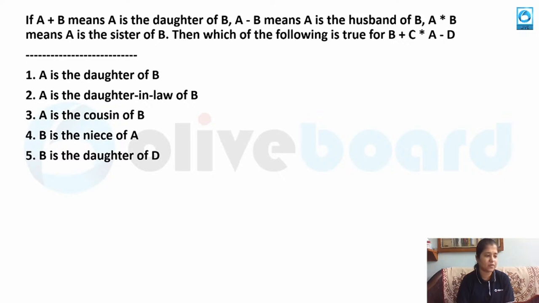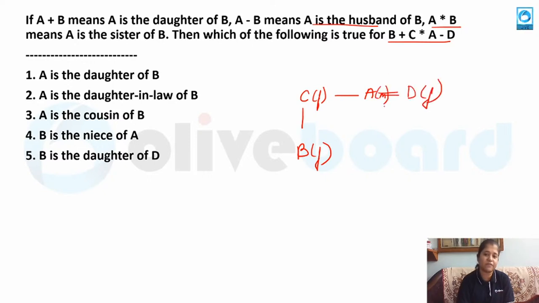Ilankathir is asking about bilingual. What bilingual, Ilankathir? Okay, so 98% of you have given the right answers. That's great. Let's see. So we have to find the relationship using this. B plus C means B is the daughter of C. So let's make this. B is the daughter of C. B is a female person. C asterisk A, that means C is the sister of A. And A minus D means A is the husband of D. So A will be a male person and he is the husband of D. So D will be a female person. So this is the diagram that we will be getting here.